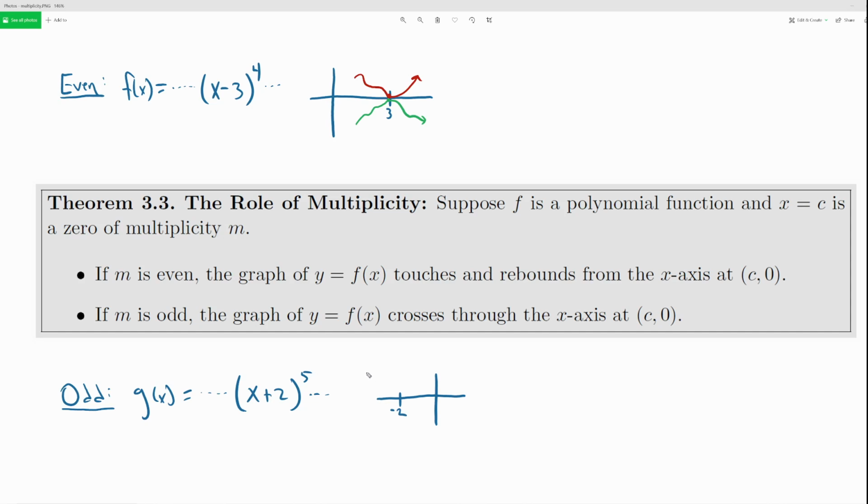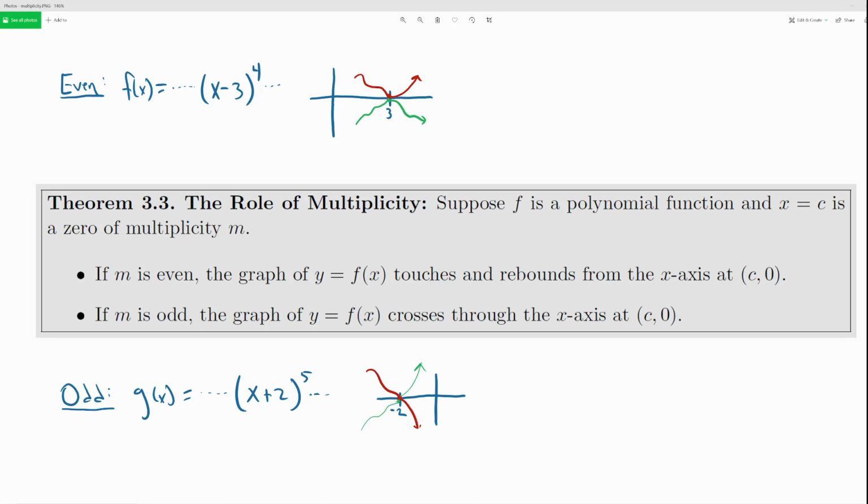So it's possible that the graph is positive, you touch the x-intercept, and then you cross the axis. Or it's possible that the function is negative, you have your x-intercept, and then you cross over. So those are the possibilities for if you have odd multiplicity.